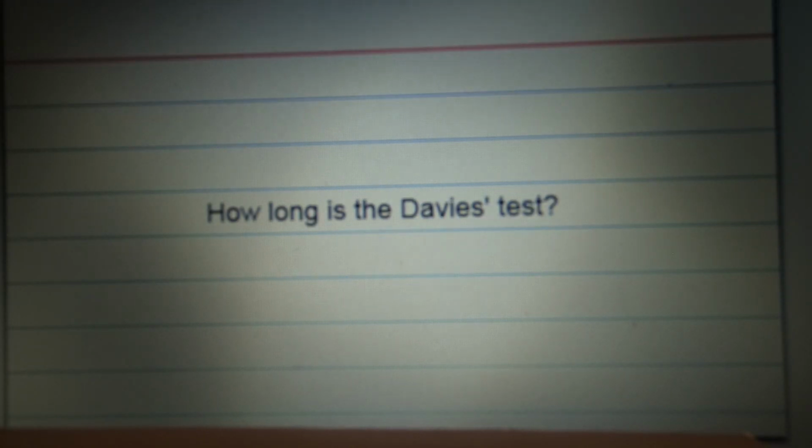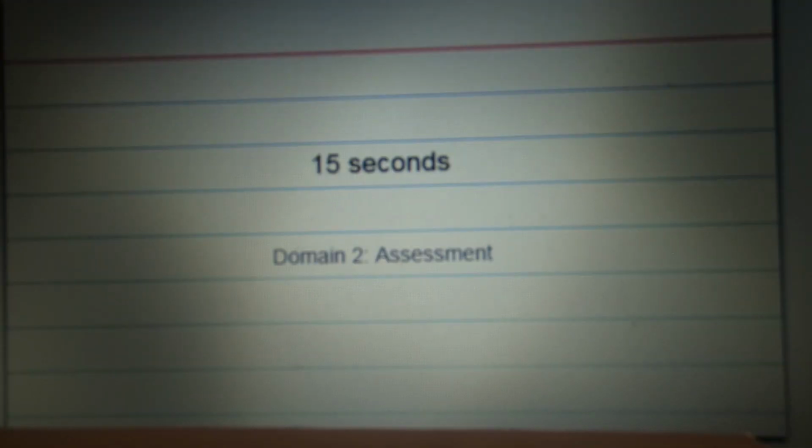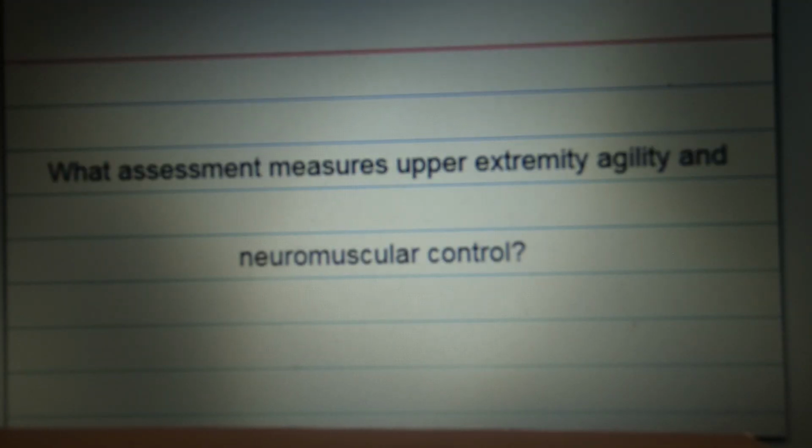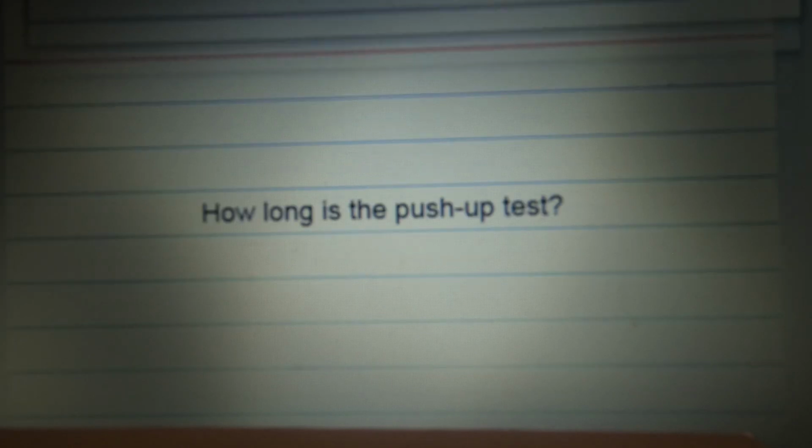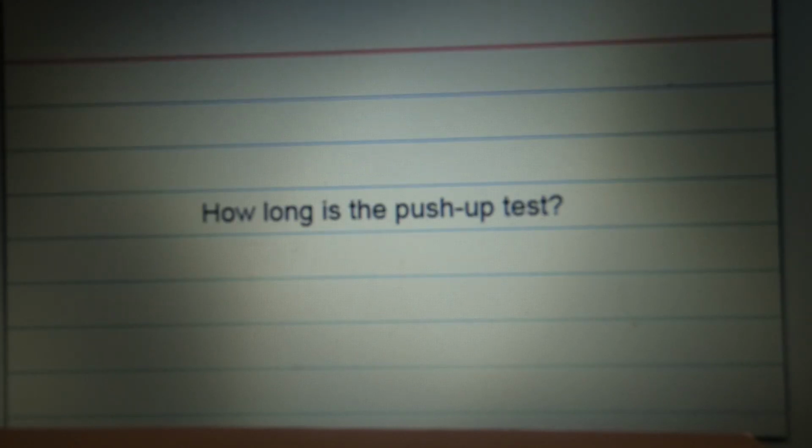How long is the Davies test? 15 seconds. What assessment measures upper extremity agility and neuromuscular control? Davies test. What assessment tests upper body neuromuscular endurance? Push-up test. How long is the push-up test? 60 seconds.